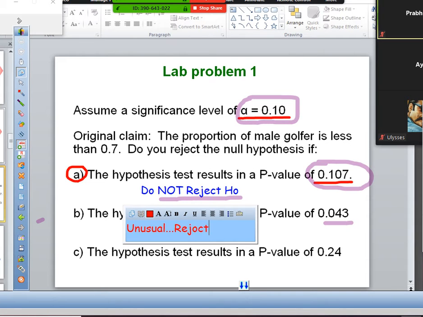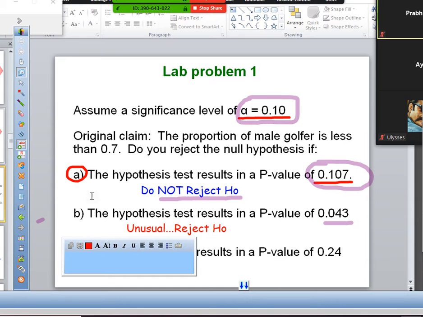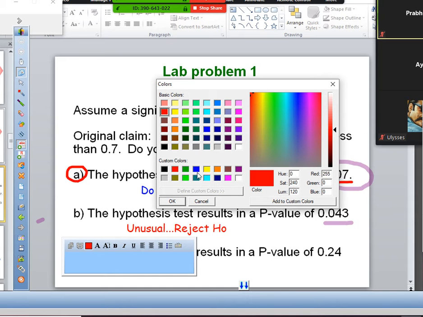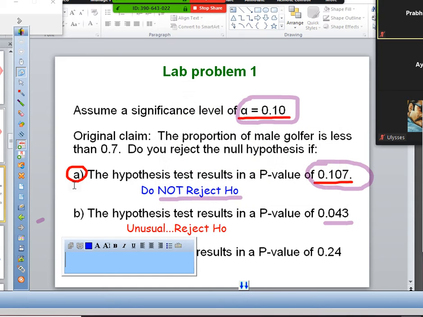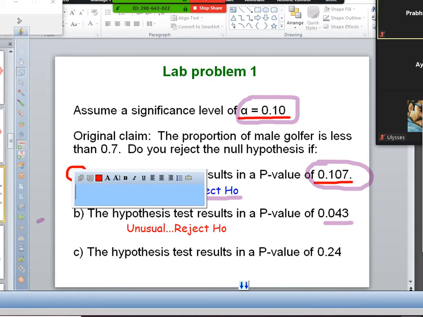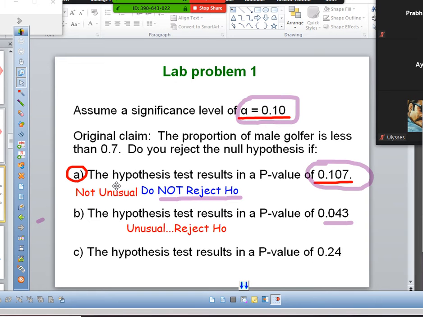Reject H naught. Anytime we get something unusual, we reject H naught. So this one over here, maybe at the top I should put this in there because maybe it's confusing you guys. Not unusual. Is that what's confusing, folks? If you get something unusual, you reject H naught. If you get something that's not unusual, then you're not going to reject H naught because it's not unusual. If you get something unusual, that's when you reject H naught.